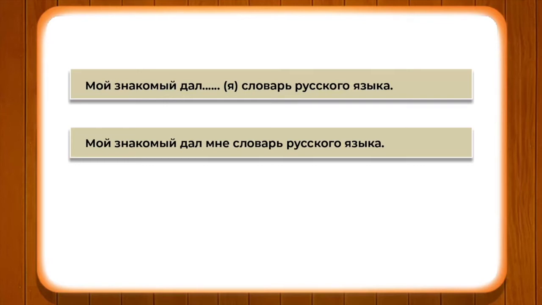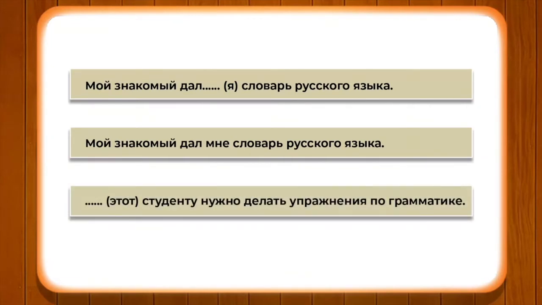Now, let's pay attention to the second one. Этот студенту нужно делать упражнения по грамматике. Какому студенту нужно делать упражнения по грамматике? Этому студенту нужно делать упражнения по грамматике. So, этот changes into этому because student is a masculine gender noun. Нужно делать упражнения по грамматике. So, this student needs to do exercises on grammar. So like this you can also translate.